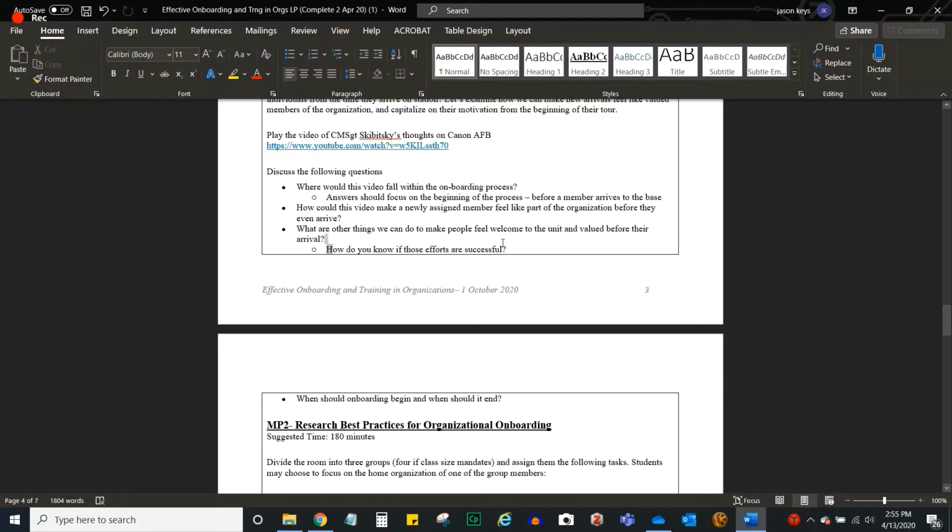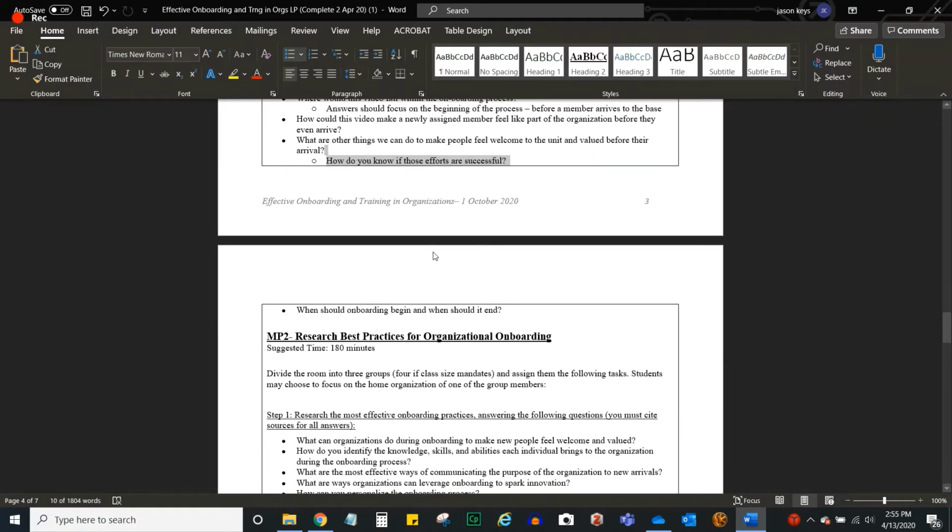So we can do all sorts of stuff, right? You can send an email to them. You can give them a phone call. There's a number of things you could do to make them feel welcome before they even arrive. But this is a great question right here. How do we know if that's a successful thing to do? Do we need to keep doing it if it's not successful? So there's not a right or wrong answer here, but the students should have some measurement of success.